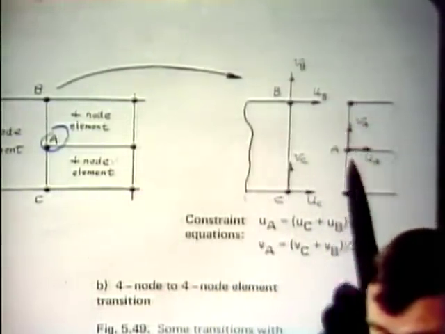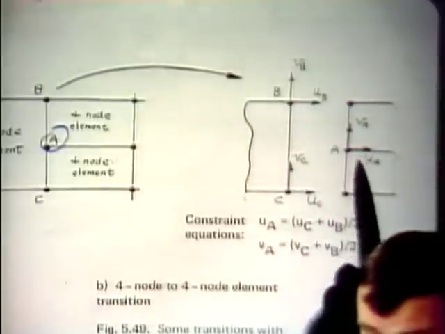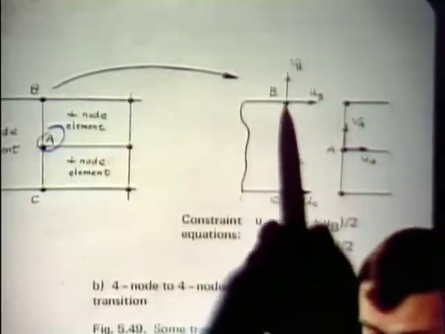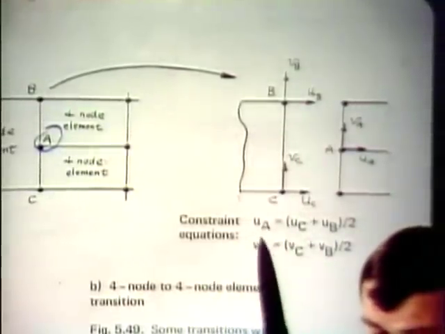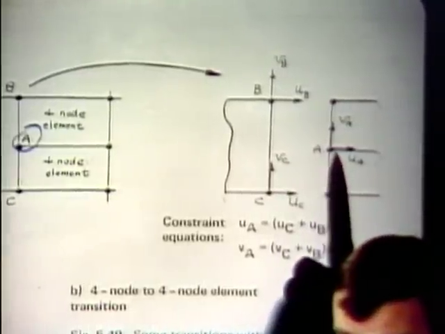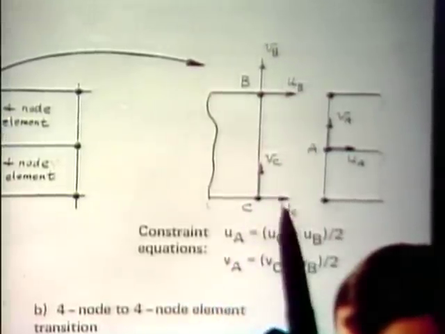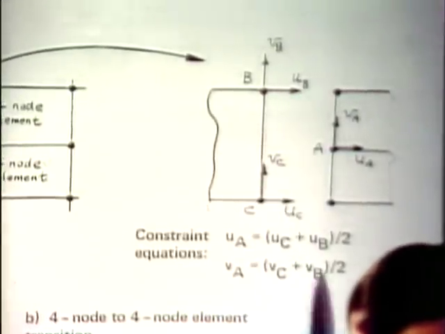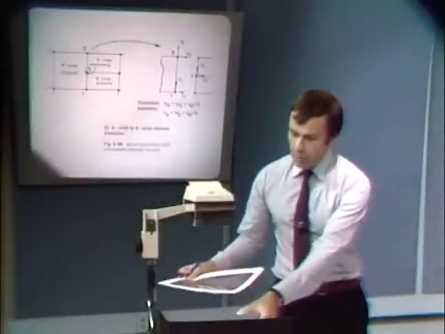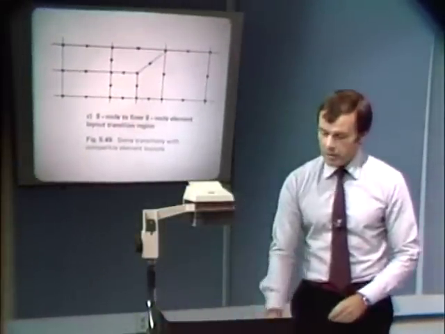And of course here for these two 4-noded elements we have a linear variation from here to there and another linear variation from here to there in displacements. To preserve full compatibility along this line, these two constraint equations have to be used. And that means really that UA and VA are set to the mean of UB, UC, and VB, VC as shown here. Another transition approach is shown here on the last view graph that I wanted to present to you.